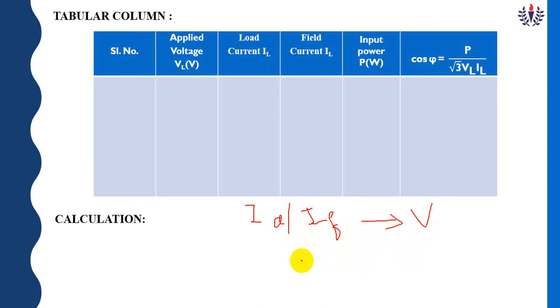And next, one more tabular column for the other excitation. If you plot the graph of IF versus power factor, you have to calculate the power factor in the second procedure, that is while bringing the field current from minimum back to maximum value. In that, if you plot a graph of IF versus the calculated power factor value, you will get the inverted V curve.